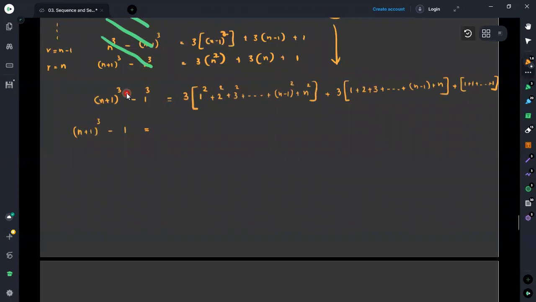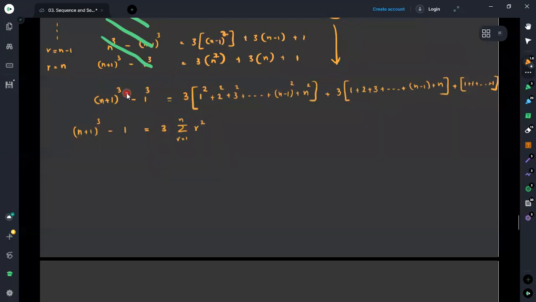Then this equals to 3 times. Here, instead of 1 squared plus 2 squared plus 3 squared, likewise up to n squared, we can simply write this as the summation of r squared, where r is going from 1 to n. Once you substitute r equals 1, we'll get 1 squared. Then plus r equals 2 is 2 squared. Likewise, r equals n, we'll get this as n squared.